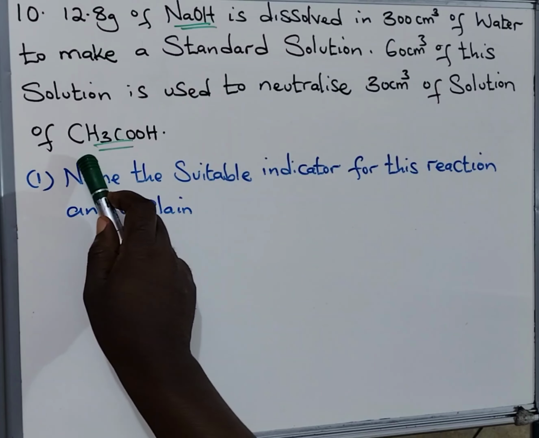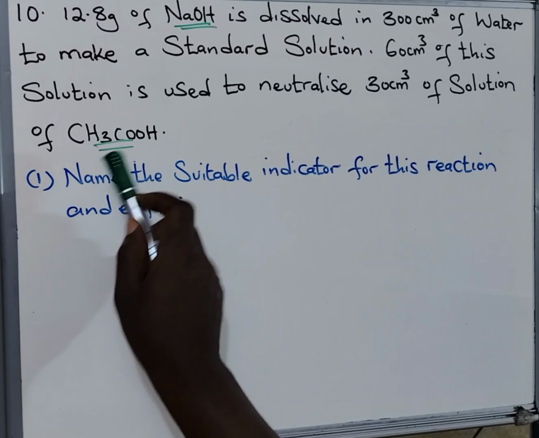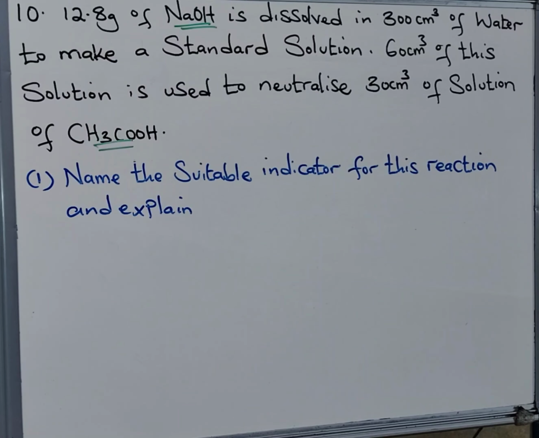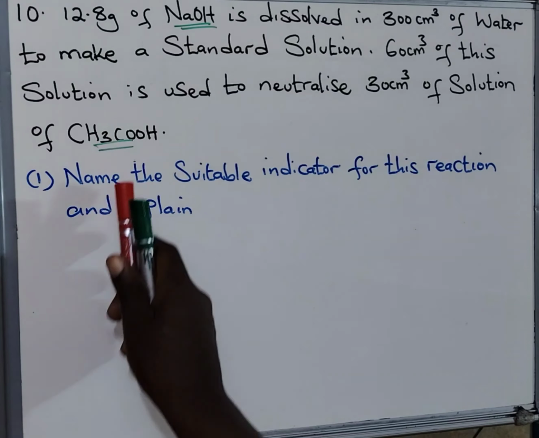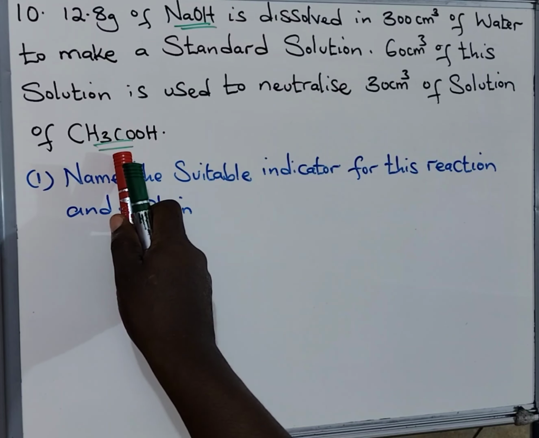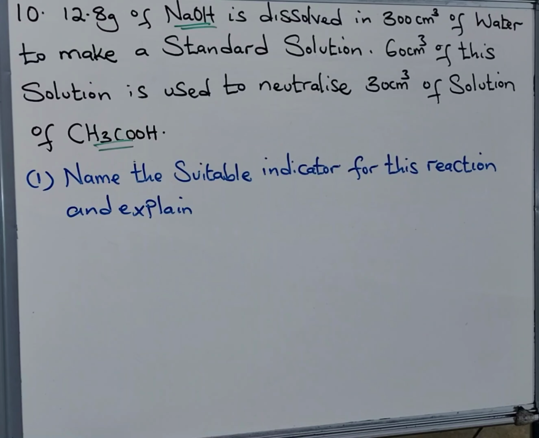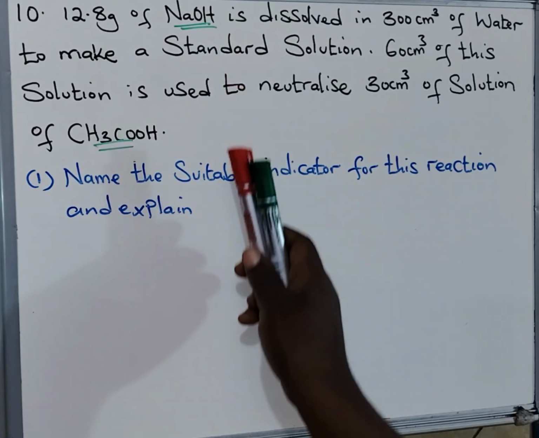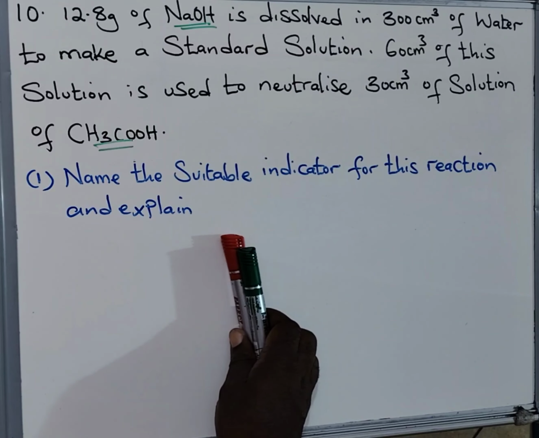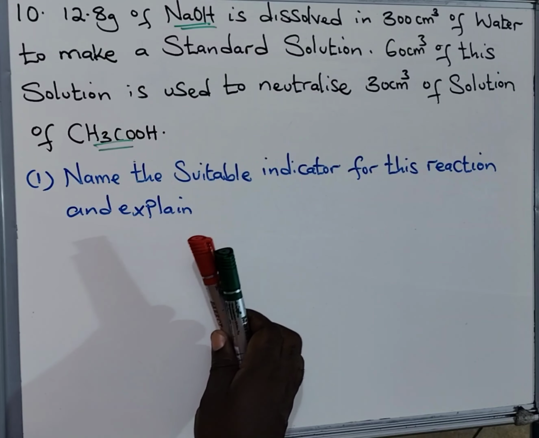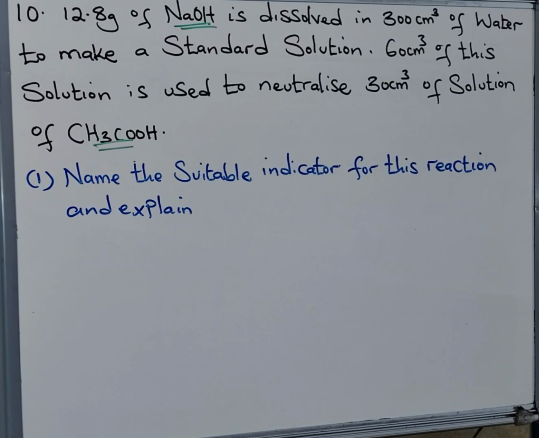And what's the nature of ethanoic acid? Is it weak or strong? It is a weak acid. Now, I need to remind you that it's the strong which takes the pH. So it's the base which is strong, so the medium is going to be basic. So the question is, which indicator works best in the basic environment?